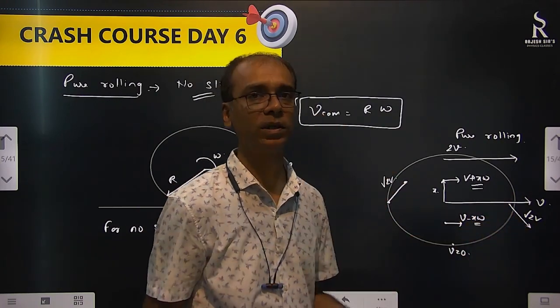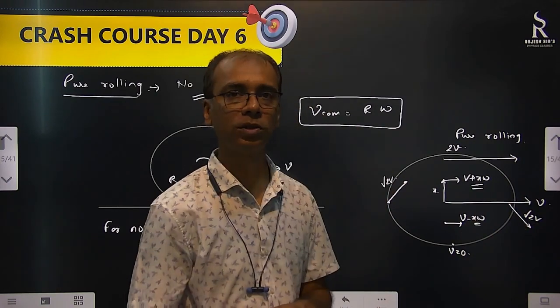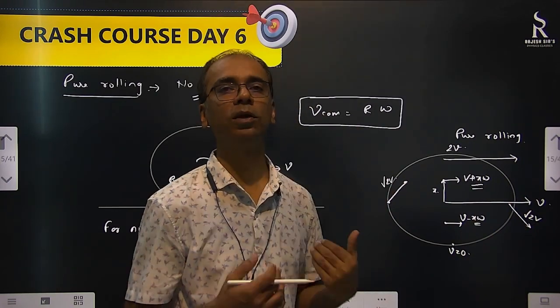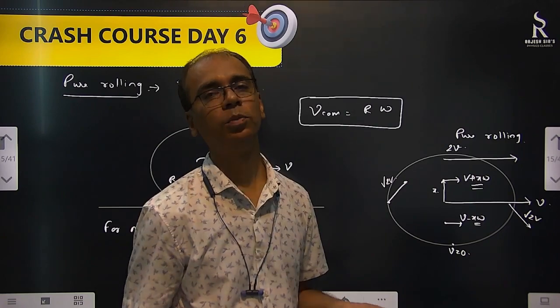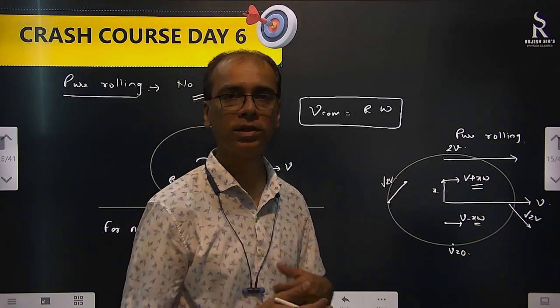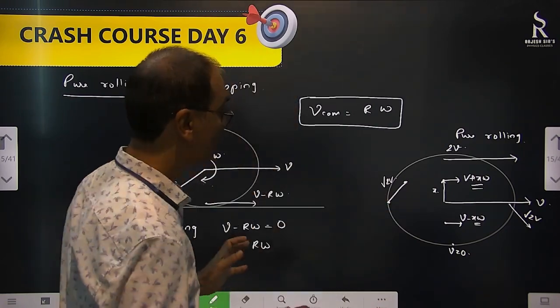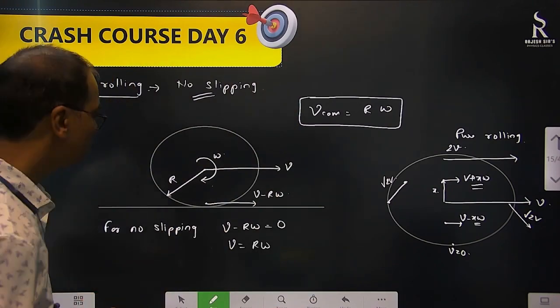So if they are asking you acceleration also, same way you can do acceleration also. In place of omega you write alpha, in place of v you put a and solve it in the same way. Okay, so this is pure rolling. Alright.